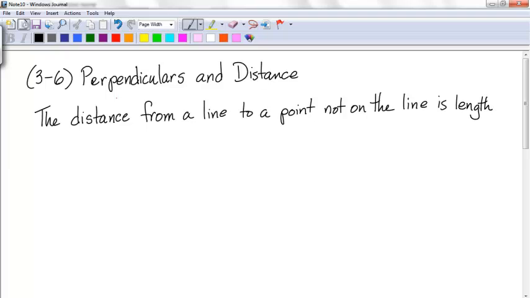The distance, keyword distance, from a line to a point not on the line is the length of the segment perpendicular, just use the symbol for perpendicular, to the line from the point.